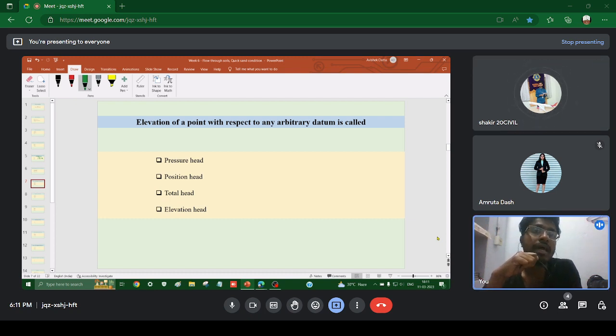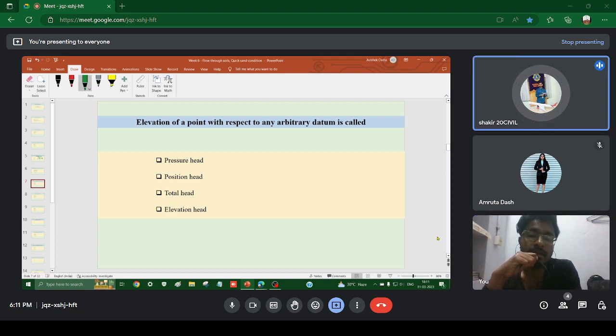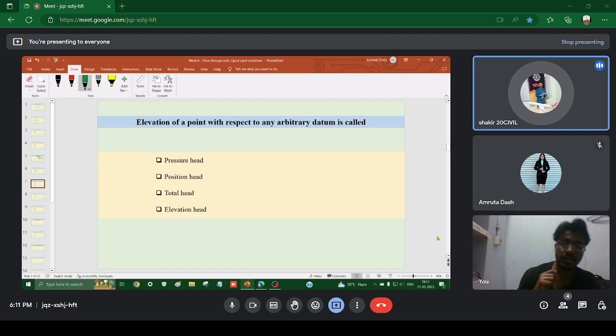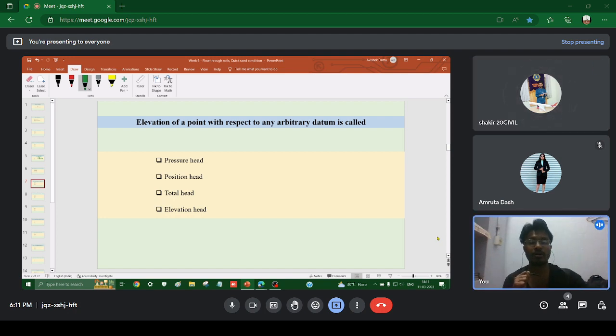Then what is total head? Total head can be position head. Total head is the sum of all heads. What are the three heads? Pressure head plus velocity head plus datum head. Yes, pressure head, velocity head and position, datum head. Datum head is also called position head or elevation head.